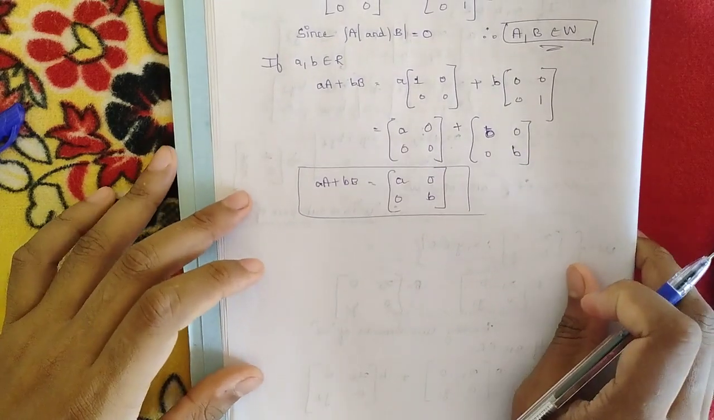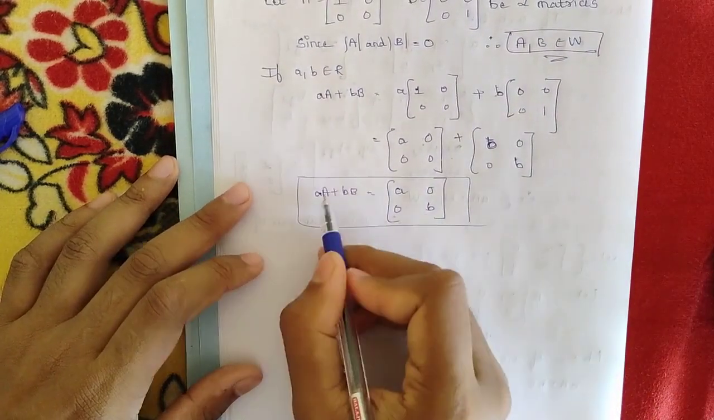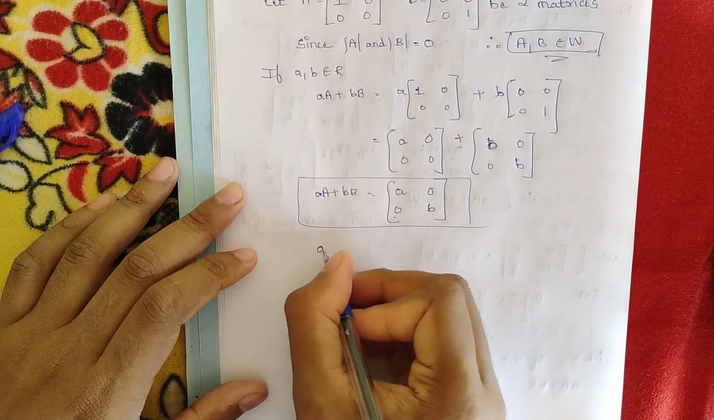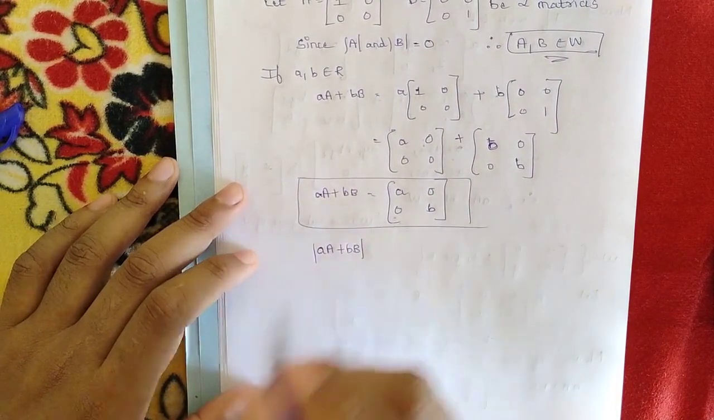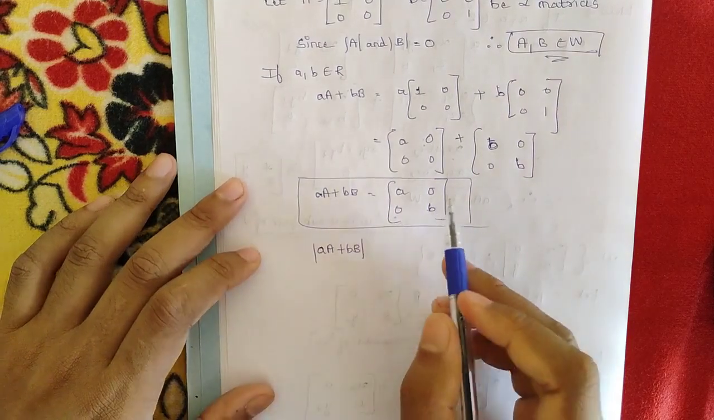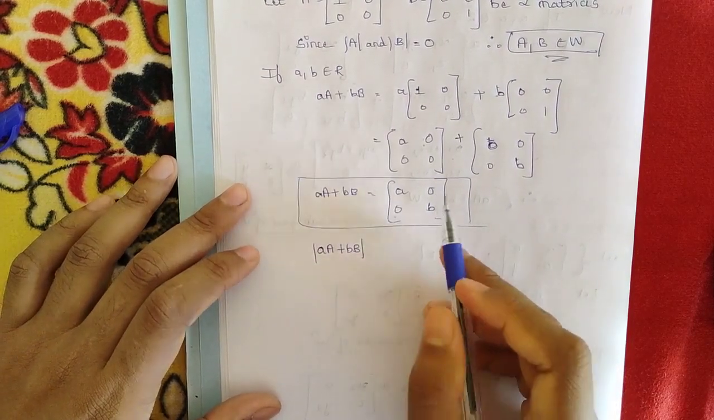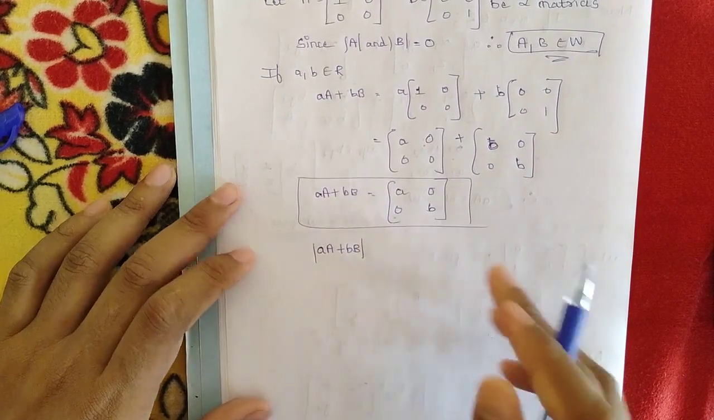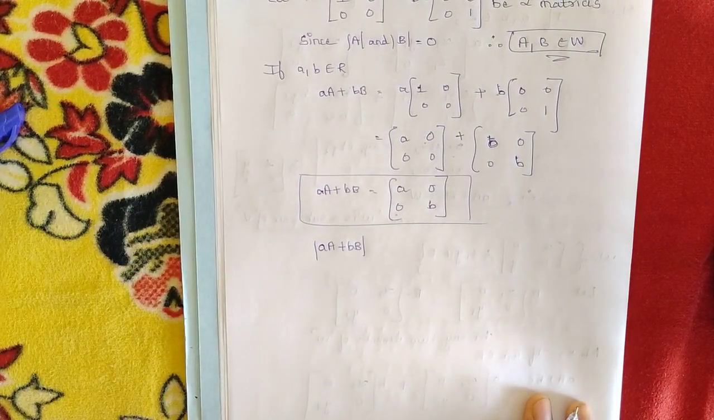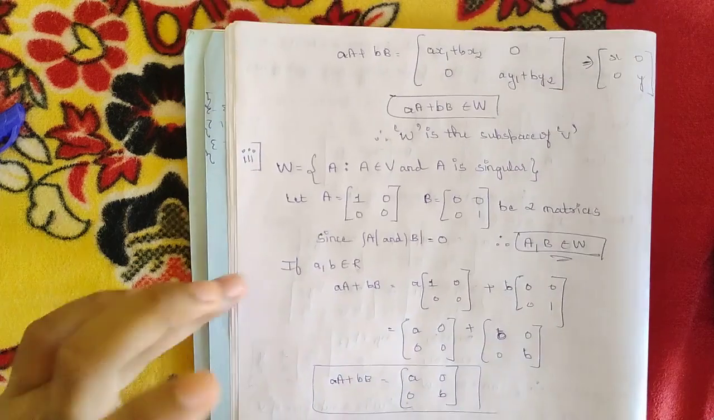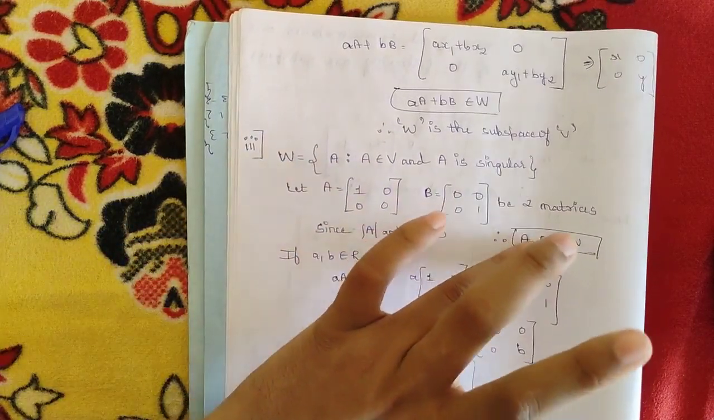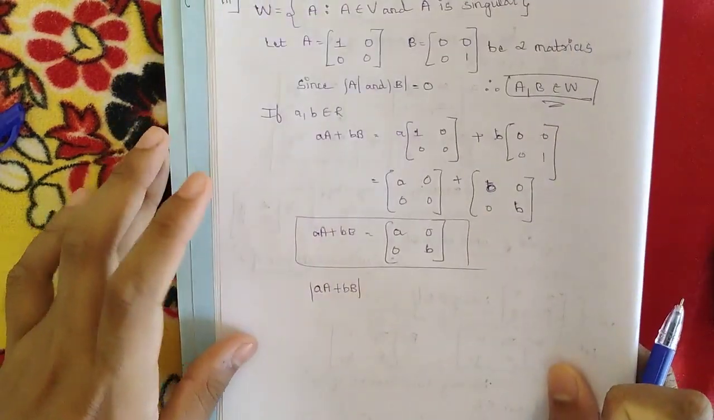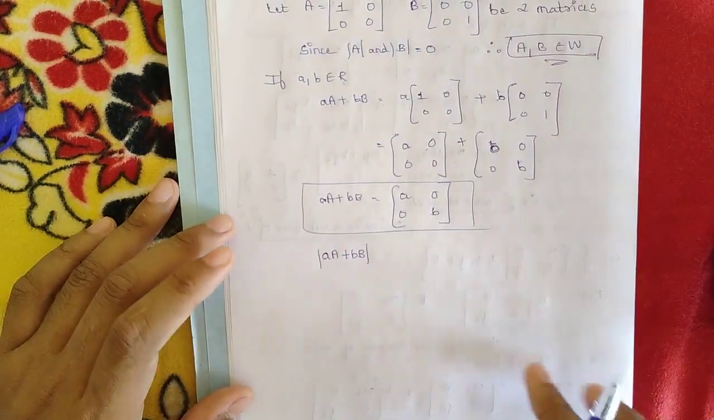So now take whatever we got here, right? If you take its determinant and we get this equal to 0, then we can say that it is a subspace of V. But if we don't get this equal to 0, we cannot say that it is a subspace of V. Because initially we have taken two matrices with determinant equal to 0, so we can say that it belongs to W. But here if we don't get determinant as 0, then let us see what we will be getting.